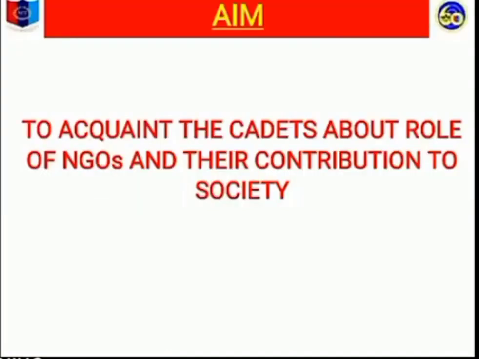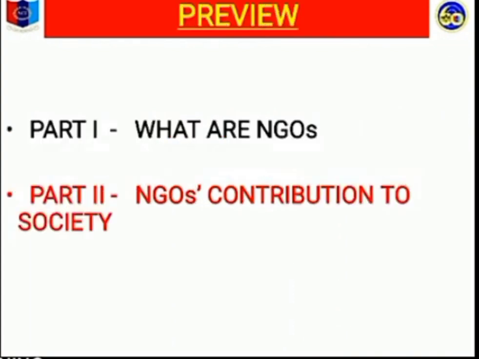There are a large number of non-governmental organizations which are actively involved in social service today. So the aim of our today's lecture is to acquaint the cadets about the role of NGOs and their contribution to society. We shall be covering the lecture in two parts. Part 1, what are NGOs? And Part 2, NGOs' contribution to society. Now let's take Part 1. What are NGOs?